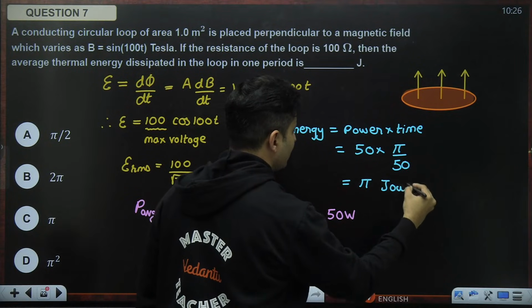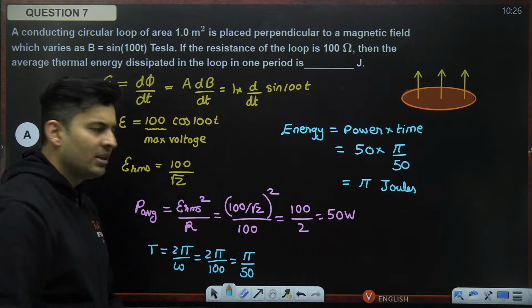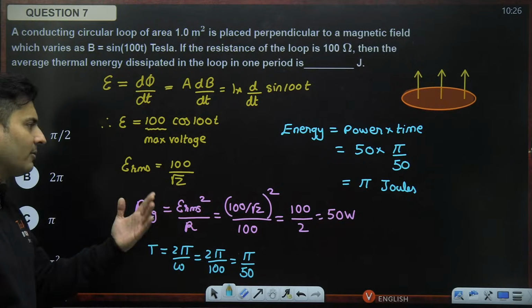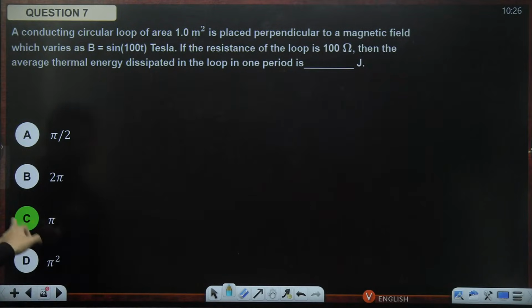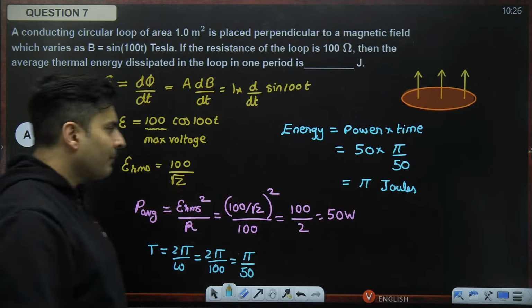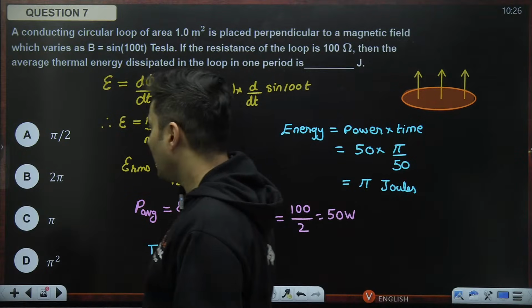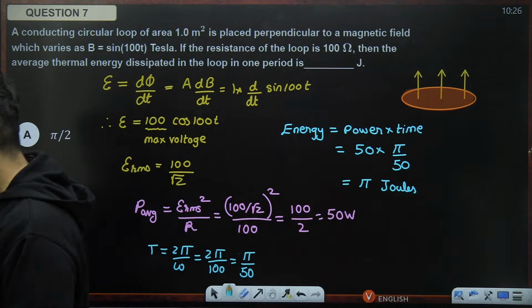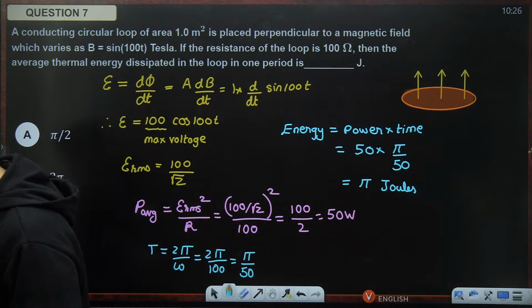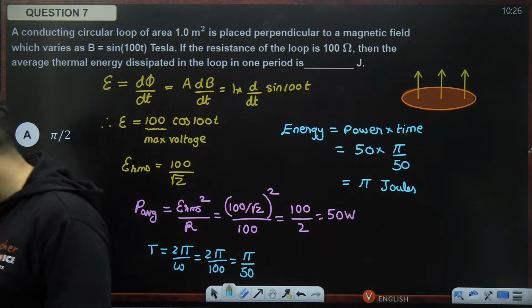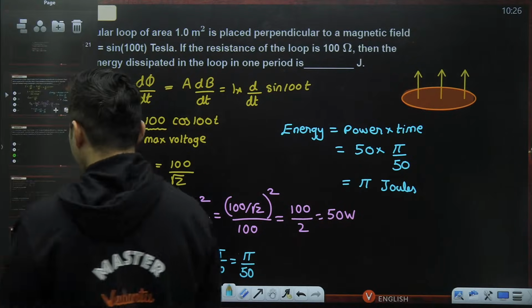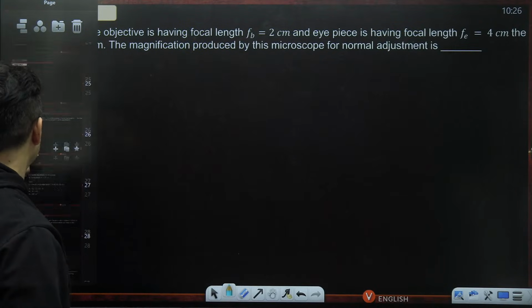This will be in joules, not in watts. If wattage was asked, it would be 50. If energy is asked, it will be pi. So hence the answer is option C. Okay. So nice question. Usually they ask power, but here they have asked energy, which is given in one time period. Yes, you have to multiply by time. How many of you had this question, guys, in your shift? Let me know quickly. Moving on to the next question on your screen.